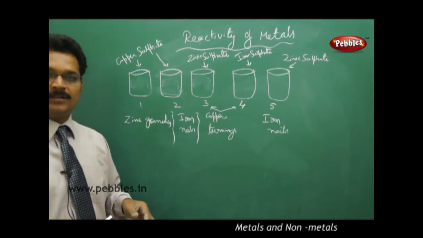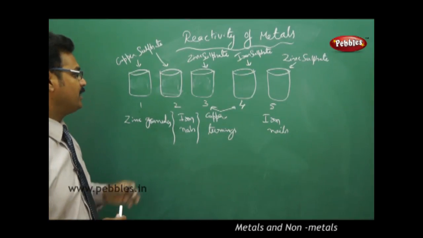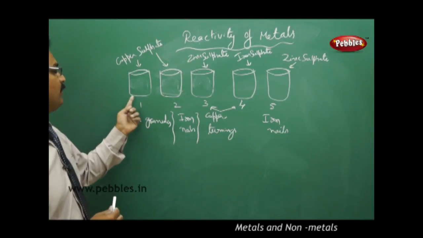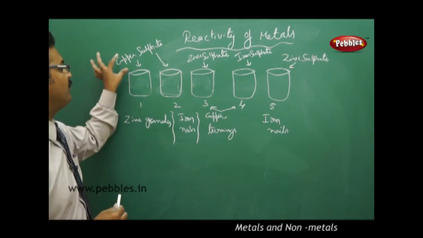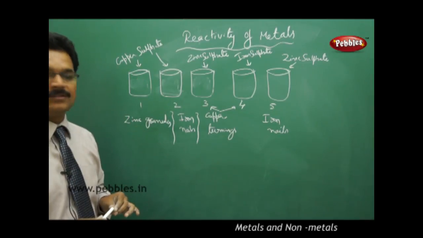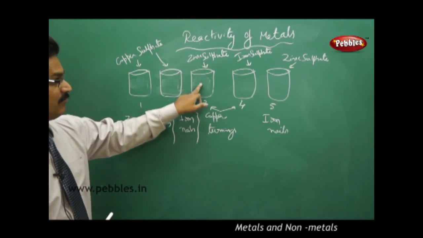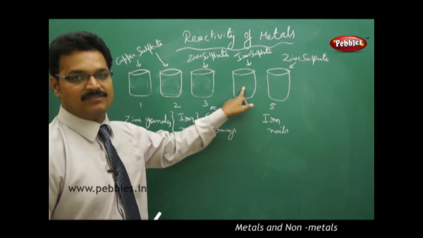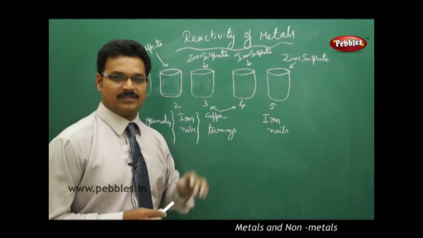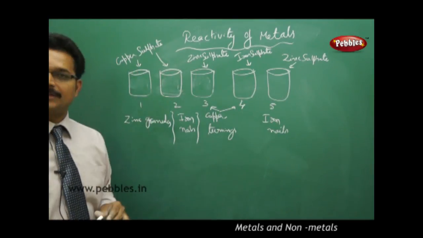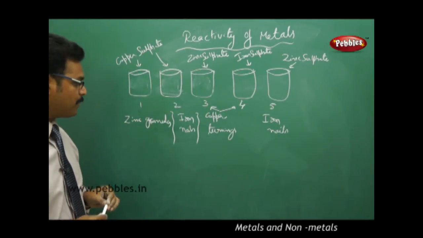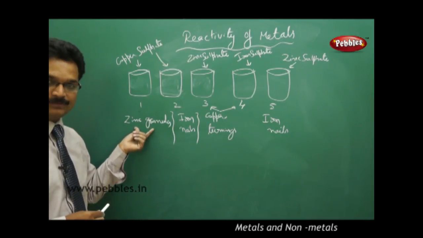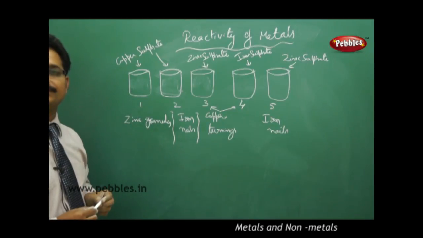For this experiment, in the same chemistry lab, take five containers. In the first two jars add 50 ml of copper sulfate, in the third jar add 50 ml of zinc sulfate, in the fourth jar 50 ml of iron sulfate, and in the fifth jar again 50 ml of zinc sulfate. After adding, next step, add some zinc granules in the first jar and shake it.